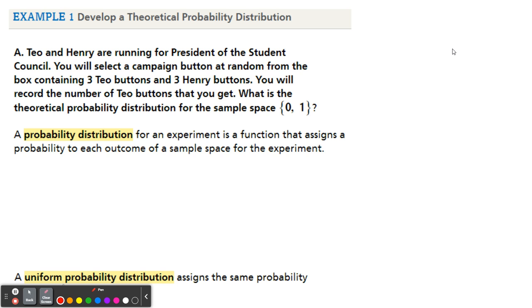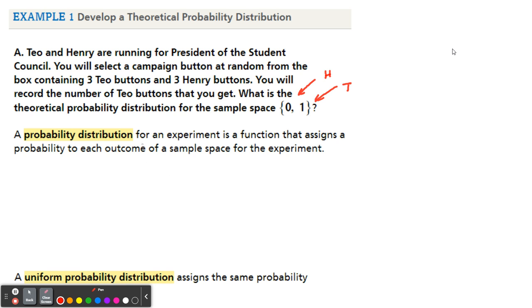Example 1, it says develop a theoretical probability distribution. So it says Teo and Henry are running for president and student council. You will select a campaign button at random from the box containing 3 for Teo and 3 for Henry. You will record the number of Teo buttons that you get. What is the theoretical probability distribution for a sample space of 0 and 1? Okay, so first of all, let's talk about what this means. So 0 and 1 represent each person. So say we let 0 be Henry's buttons, and say we let 1 be Teo's buttons, right?